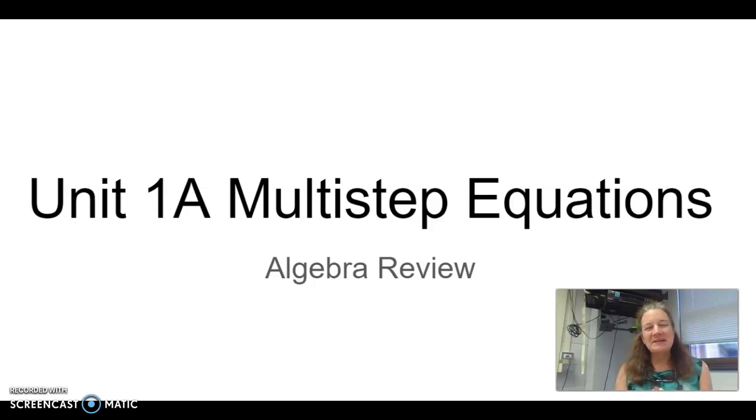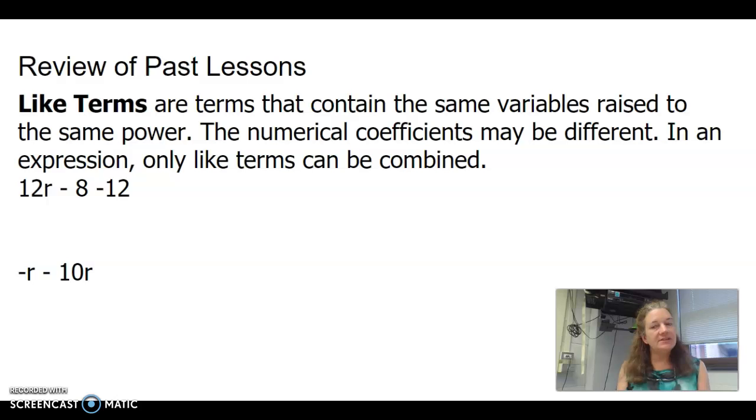All right, so you made it. Last lesson of Unit 1A Algebra Review. We're working on Lesson 5. We're going to work on multi-step equations today. So you've learned everything you need to know to solve multi-step equations. Some of us, however, ran out of time, so we're just going to do a quick review of like terms.